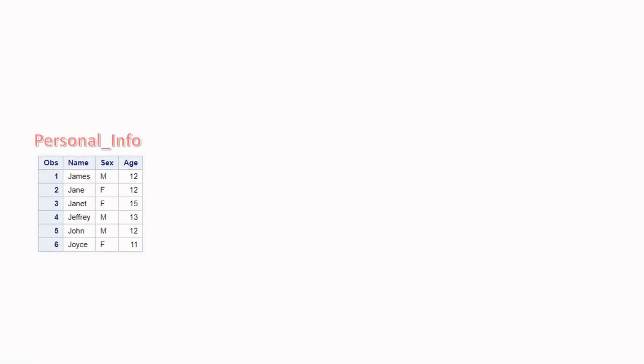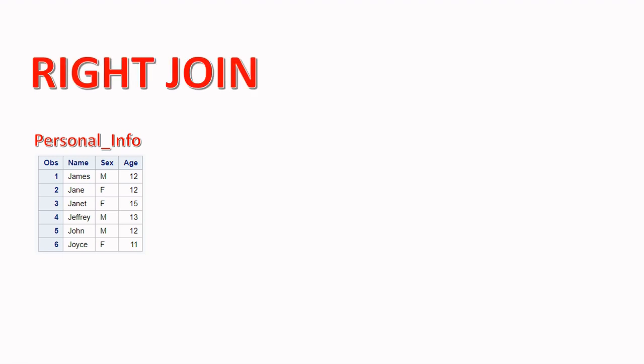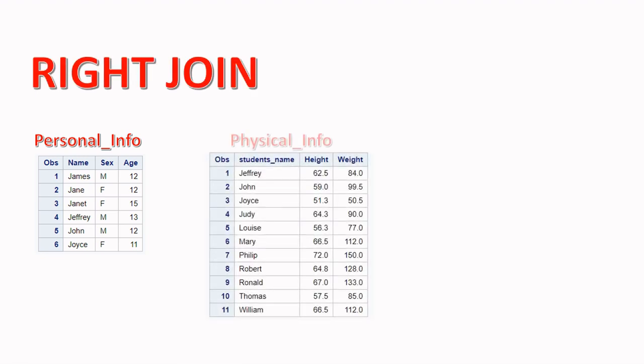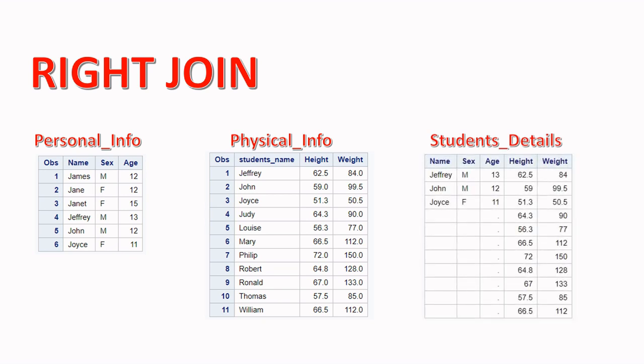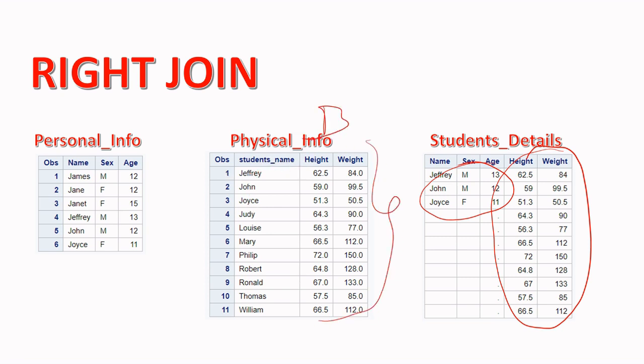Again, we have been given a table which is personal info, and then we have to try a right join using the table physical info, and we want to have a report printed something like this. If you see over here, the height and weight are available for all of the observations, but the name, sex and age are available for only the matching ones. Meaning, what is happening? SAS is taking all the observations from table B, this is the B table, and trying to find the matching observations from table A. This is the table A.